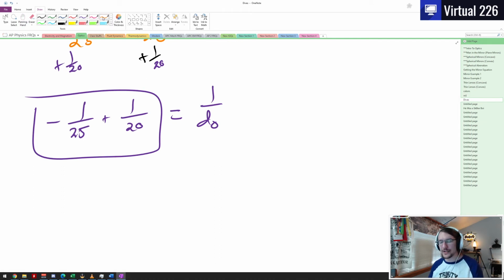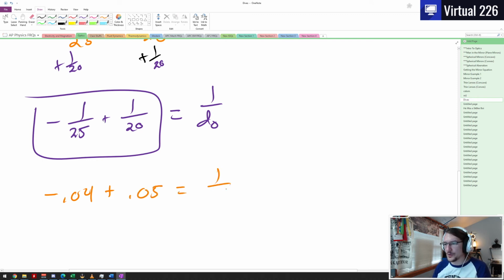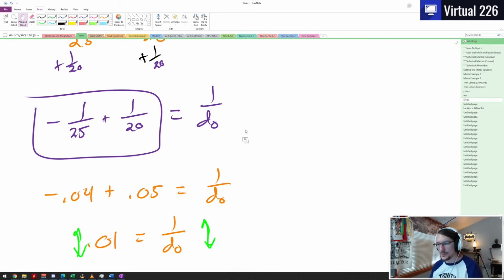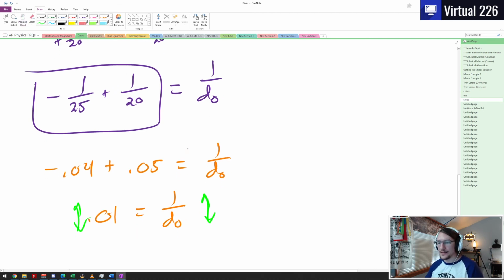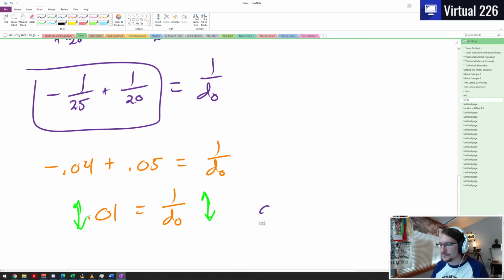And now when we throw this in a calculator, negative 1 over 25 gives me negative 0.04 plus 1 over 20, which will be 0.05. This will equal 1 over do. So we see 0.01 equals 1 over do. And then when we reciprocate both sides, we flip that, we're going to pretty quickly find that our value of do is going to be 100 centimeters.